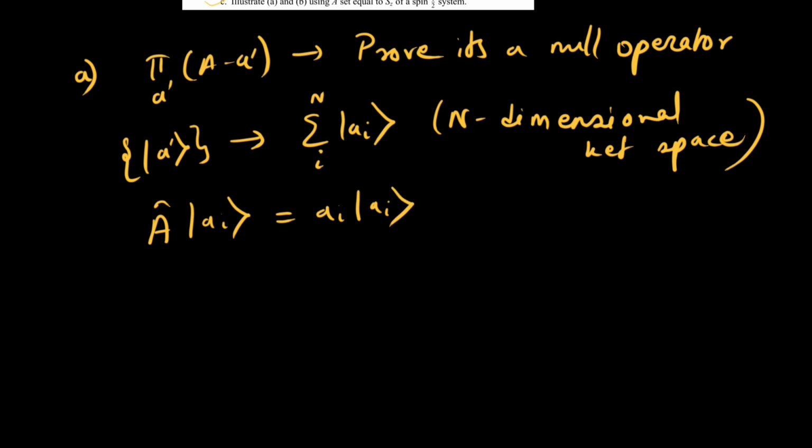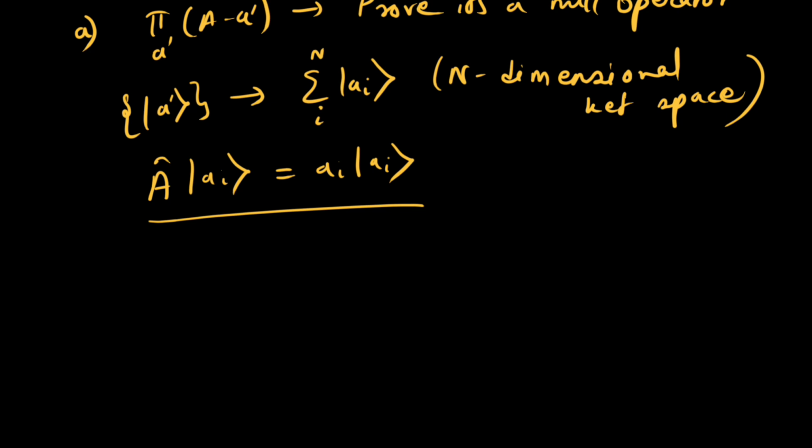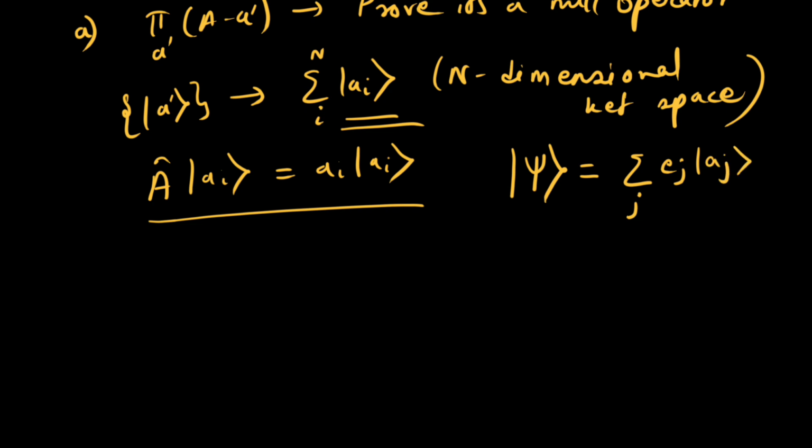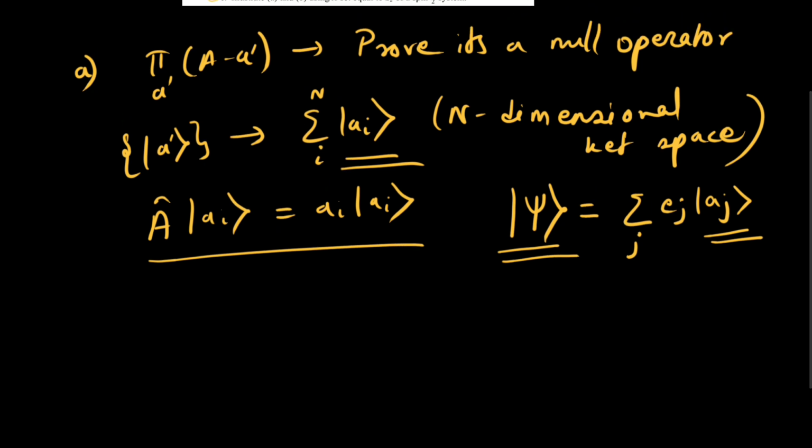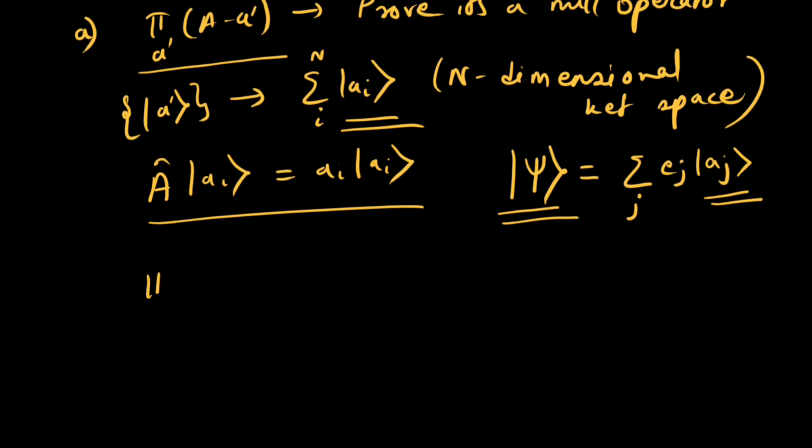So we'll use this, and let's consider a general state which is made up of these basis states. Let's change the index. Let's take j as the index, so |ψ⟩ is the sum over j of c_j |a_j⟩. So psi is just some state which is comprised of the basis states |a_j⟩. Now let's try operating the given operator on psi. Because I have changed the index, I will be using a_i here: the product over i of (A - a_i) operated on the state psi.